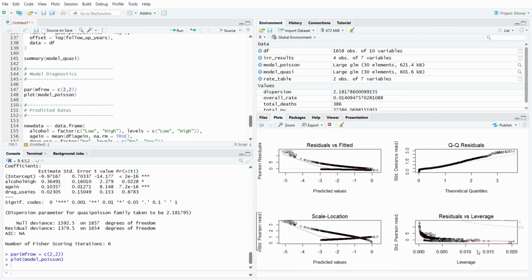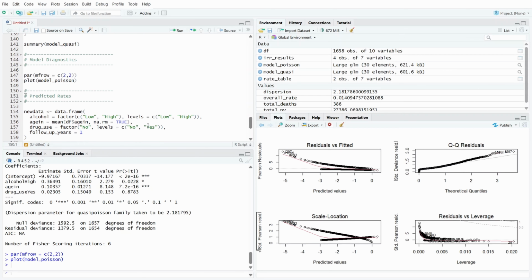Putting it all together, these diagnostics reinforce what we saw earlier. The Poisson model is struggling with overdispersion and non-constant variance. The residual patterns are not random. The distribution has heavier tails than expected, and variability changes across fitted values. So the big takeaway is that the basic Poisson assumptions don't fully hold here. And that supports the decision to move to a quasi-Poisson or negative binomial model for more reliable inference.